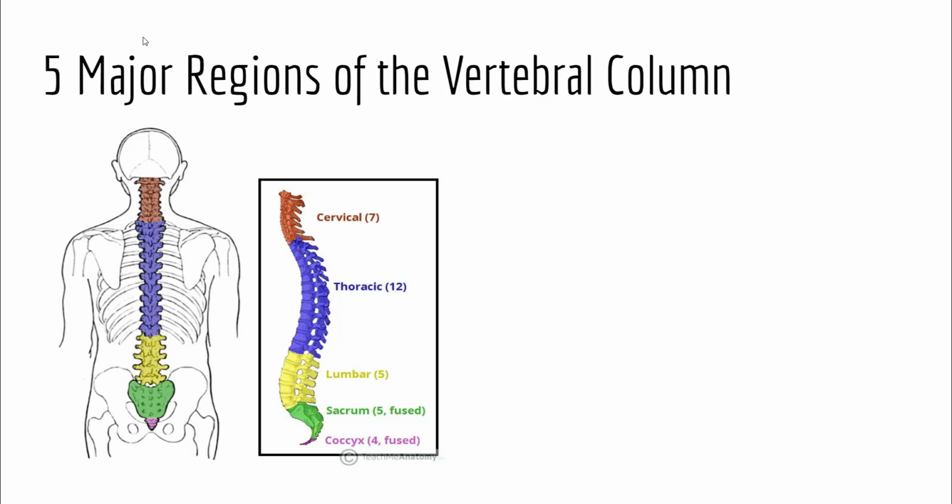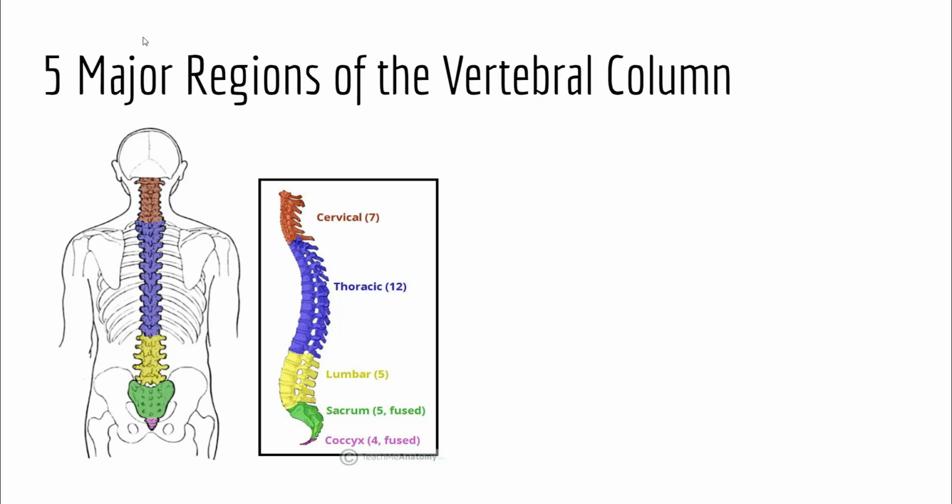Anatomists broke the vertebral column down to 5 major regions. The first, in red, is the cervical, also known as C1 through C7. And a way to remember this is 7 cervical vertebrae. Both start with S.